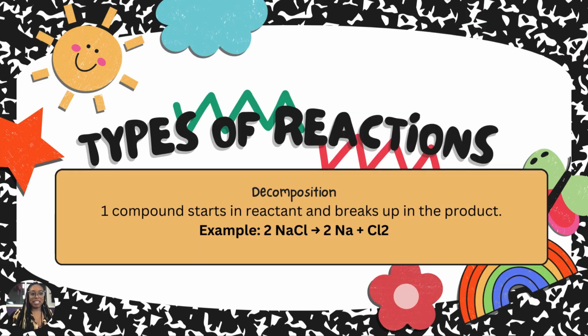All right. Next type of reaction, we have a decomposition reaction. In scientific terms, that is when you have one compound that starts in the reactant, which here we have NaCl. So, in the reactant, what our reaction starts with is a compound that is together. But in the product, they split apart. Now you have Na by itself, and then you have Cl by itself.